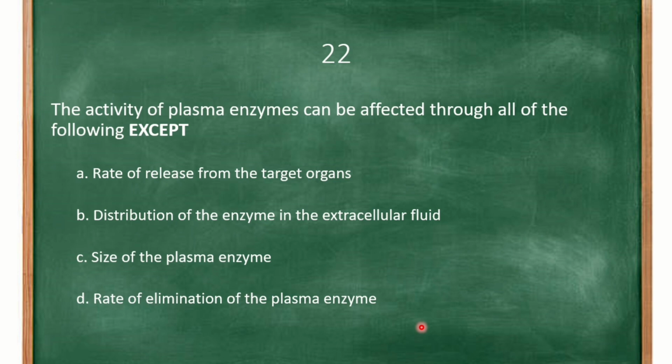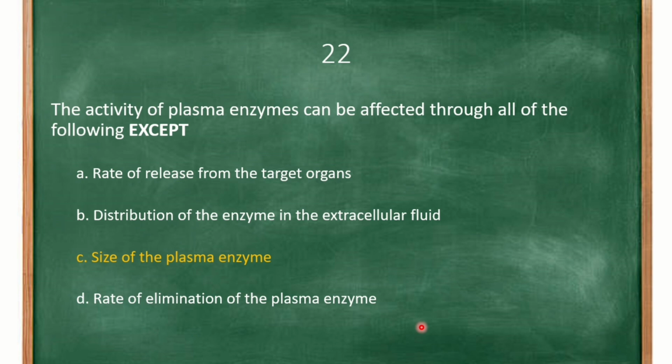The activity of plasma enzymes can be affected through all the following except: A, the rate of release from the target organ; B, distribution of the enzyme in extracellular fluid; C, the size of the plasma enzymes; D, the rate of elimination of plasma enzymes. The correct answer here is option C, size of the plasma enzyme.